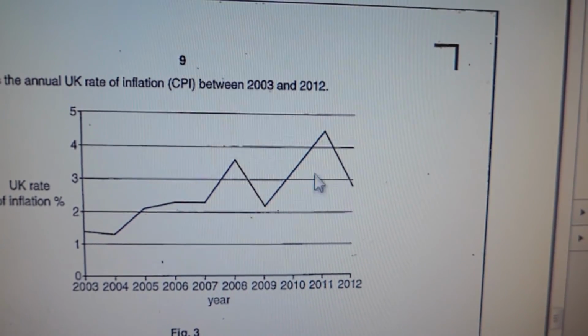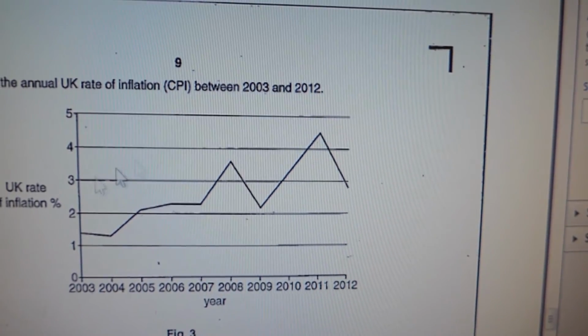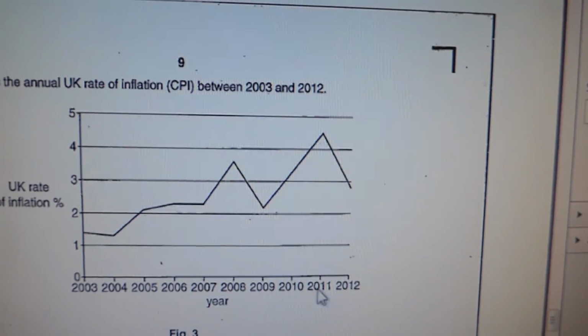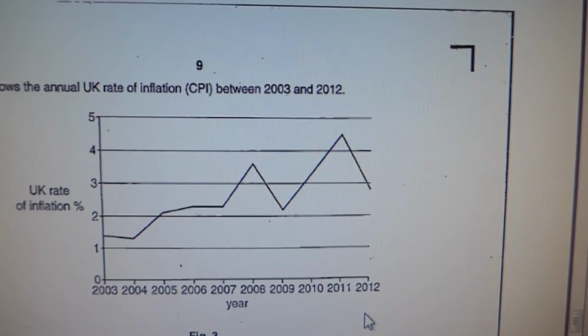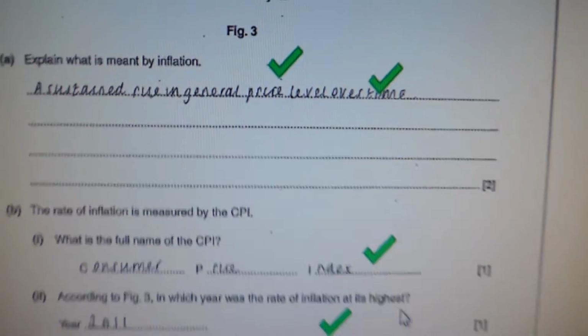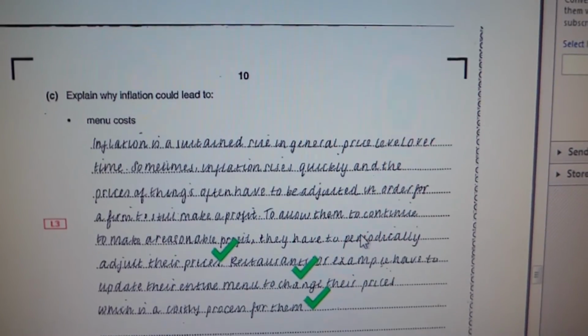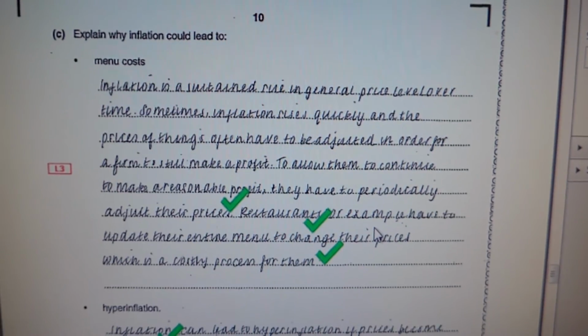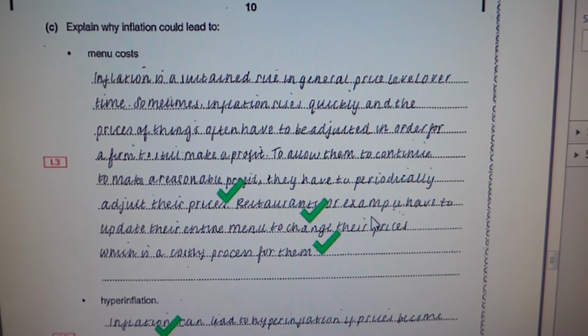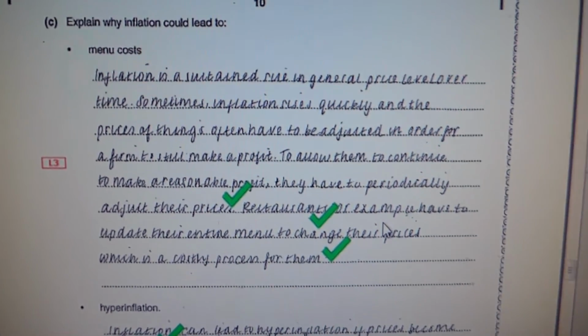So the majority of the time on this data set anyway, it is actually within those remits. And you just got to put that into some sort of comprehensive, coherent answer. Right, this question, badly done, ladies and gents. You need to look at this again.